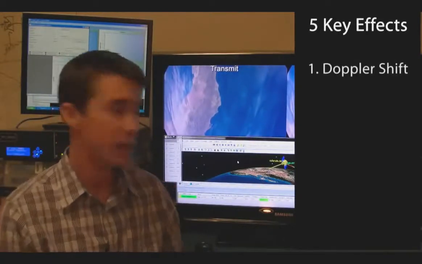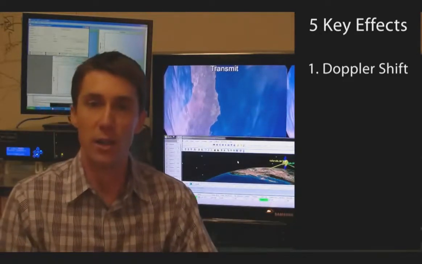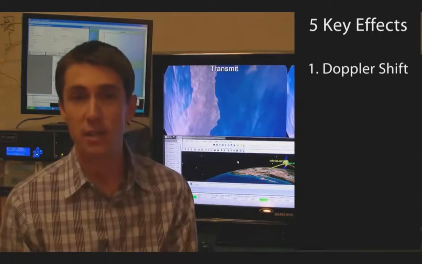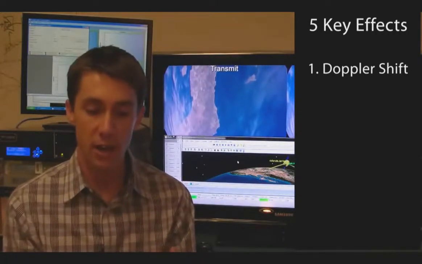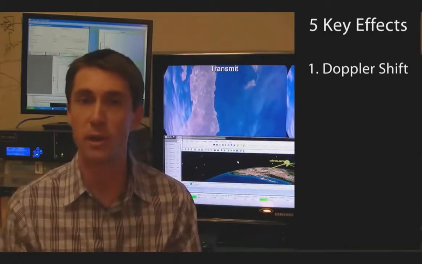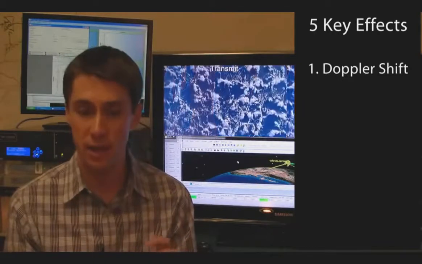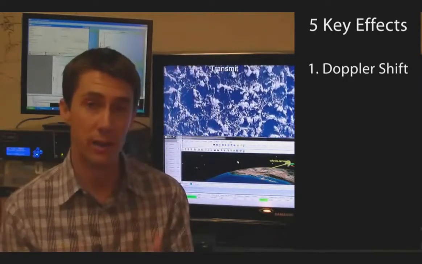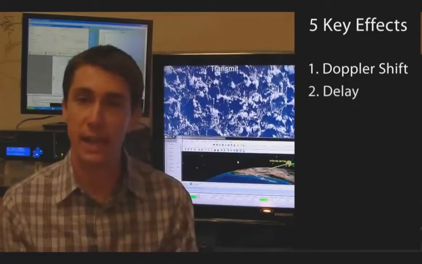Number 1, Doppler Shift. As the transmitter and receiver are in motion relative to one another, the frequency changes. So this is both the carrier Doppler shift that shifts the entire frequency left and right in the spectrum, and also a signal Doppler shift that compresses and expands the carrier, effectively modifying the amount of bandwidth available for those signals. Number 2 is delay.